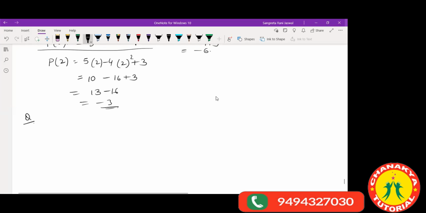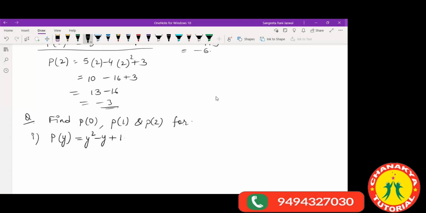Now they have told us, in the second question it is written, find P of 0, P of 1 and P of 2 for each of these equations. Ma'am, so can we take 0, 1, 2 in the place of the variables? Yes, that's what you have to do. You have to do that only.